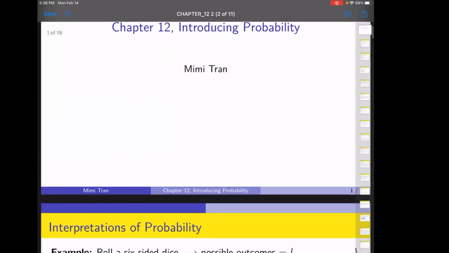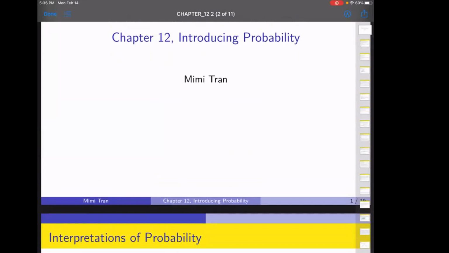All right, so chapter 12 is introducing probability. You're gonna have two chapters about probability. This one is the very, very beginning of probability, so you should get this slide. If you don't, you're gonna have a hard time on the next chapter.